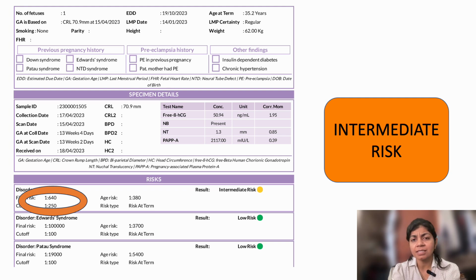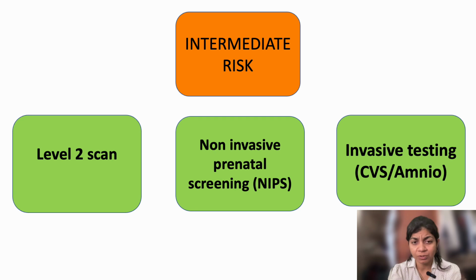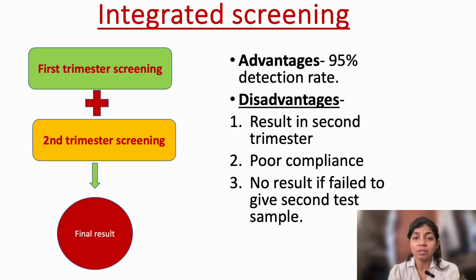So in these cases, you will just give a word of caution to the patient that, see, you lie in intermediate risk. So we have various options. You can just go ahead, do the level 2 scan, look for any soft markers, and simultaneously you can also discuss the options of NIPS and invasive testing along with their pros and cons.